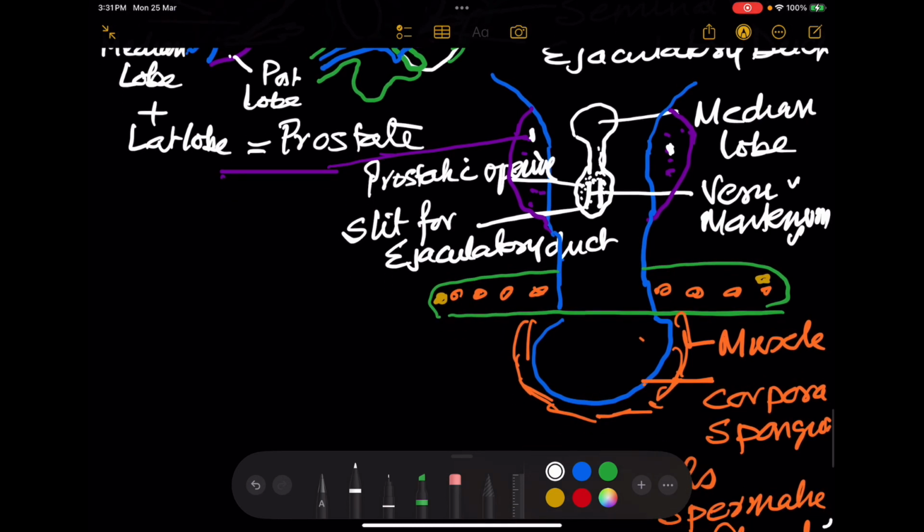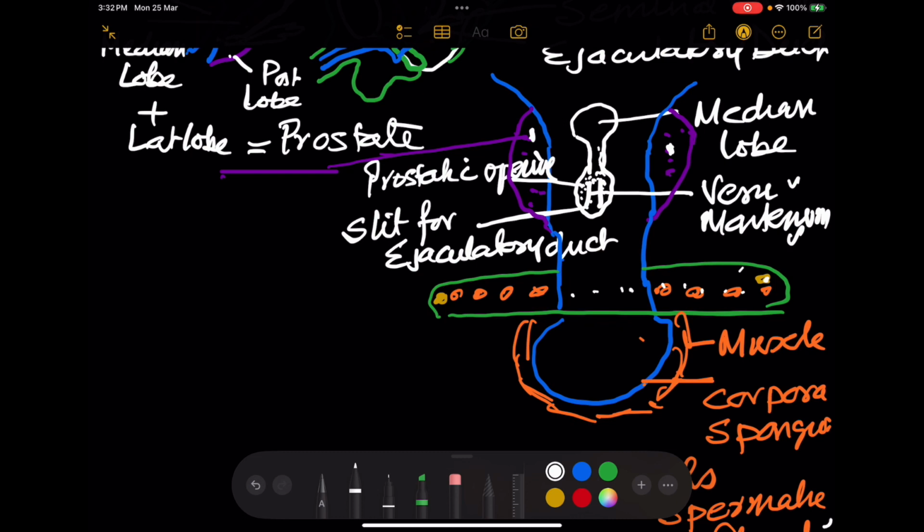Now this prostatic urethra ends in a membranous urethra in the deep perineal pouch, where there is the external sphincter supplied by the pudendal nerve, and then into the perineal urethra, which becomes horizontal and will become the penile urethra.